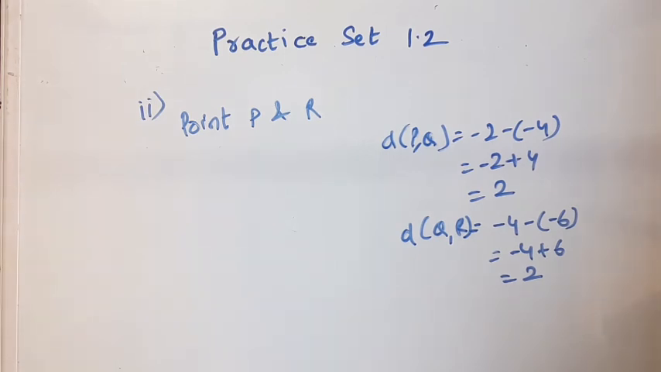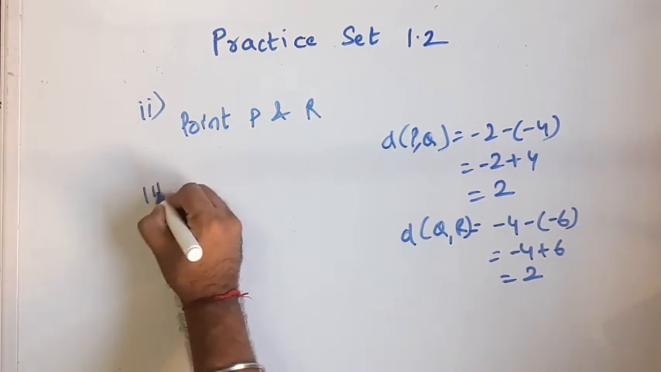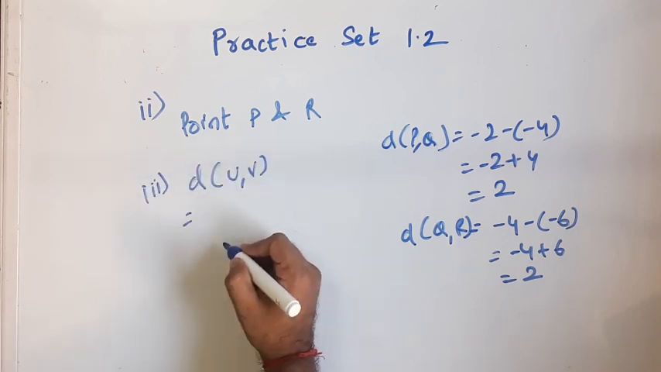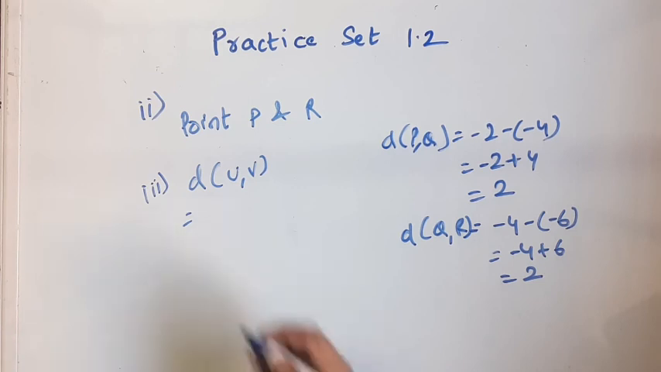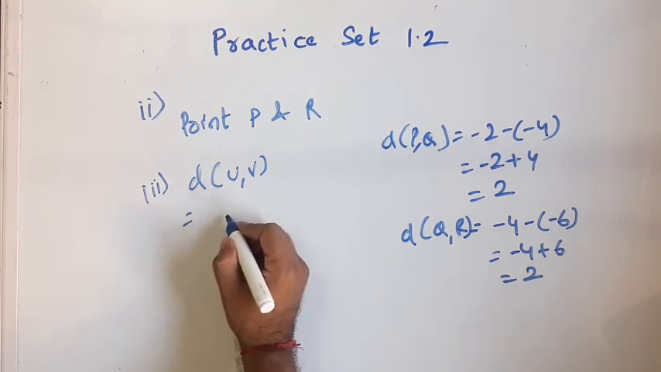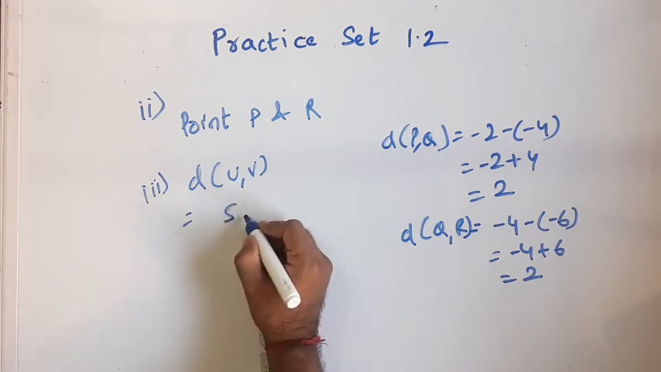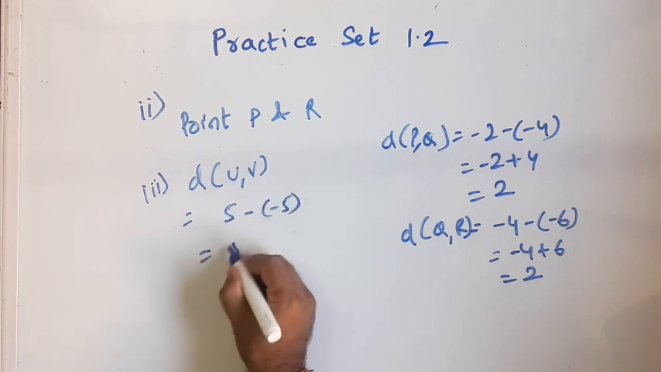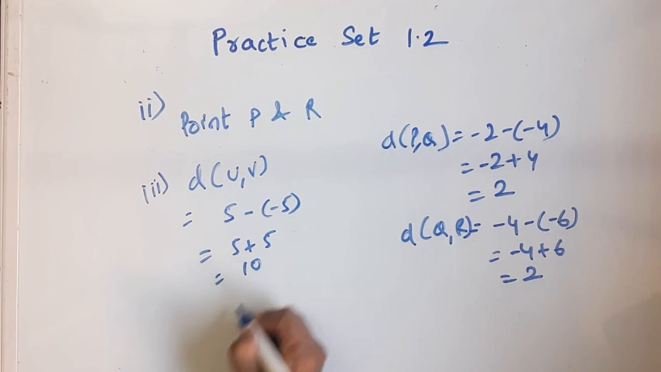Third one, we have to find distance UV. U and V, which one is greater? V is greater because it is to the right of 0. U is to the left of 0, and the coordinate is 5. You can see it is between 4 and 6. So 5 minus minus 5. So the distance is 10.